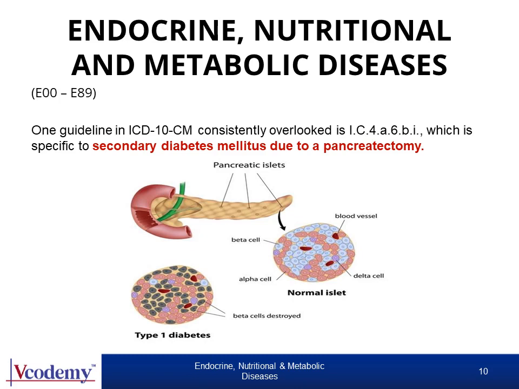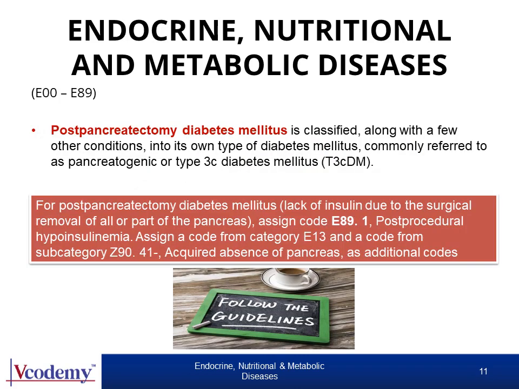So whenever a body part is missing, check if it is congenital or acquired. So if it is acquired, then you have to add the code Z90.41. Also always remember Z codes will be placed in the second or third position only, not in the principal diagnosis position. Post pancreatectomy diabetes mellitus is classified along with a few other conditions into its own type of diabetes mellitus, commonly referred to as pancreatogenic or type 3C diabetes mellitus, T3CDM.